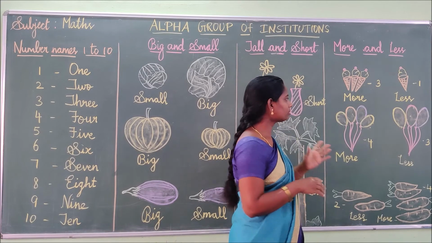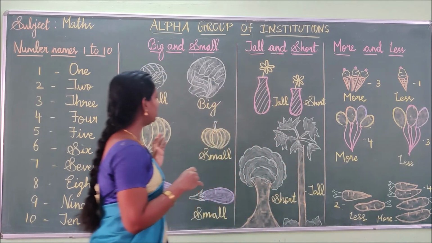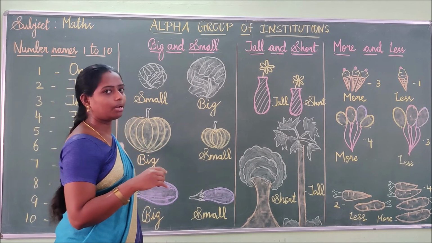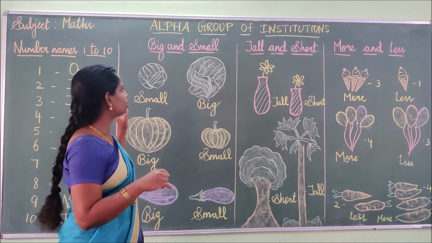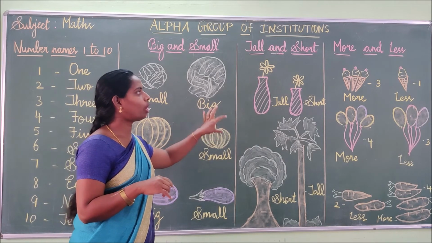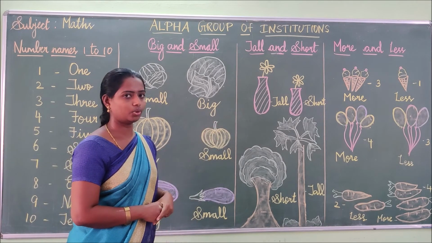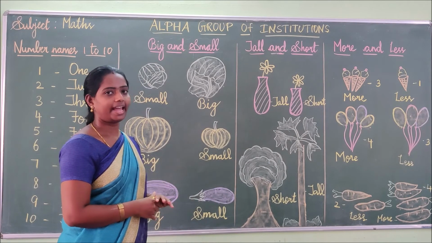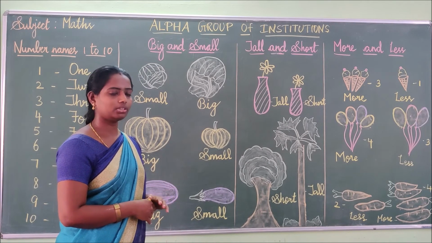Okay, children. What have we learned today, children? We have learned numbers from 1 to 50 and I recapped the number games from 1 to 10. We saw about the difference between big and small, tall and short, more and less. Okay, children. Based on this, you are going to see an activity, children. Okay, children, enjoy the activity.